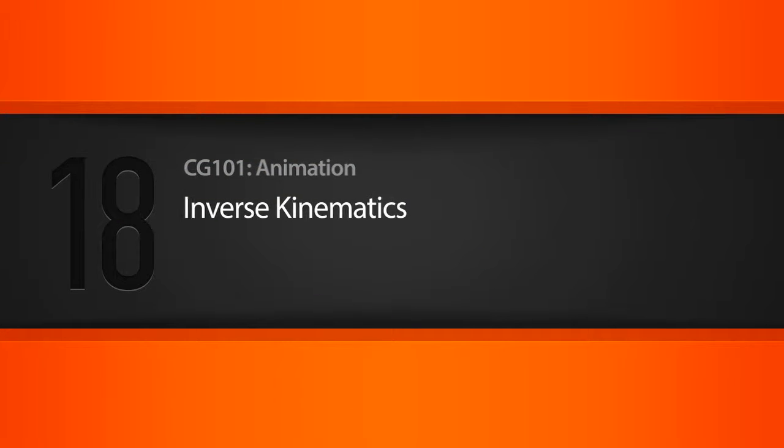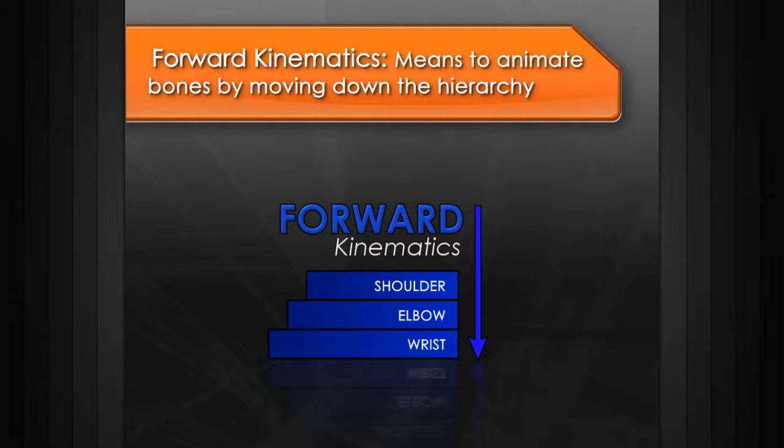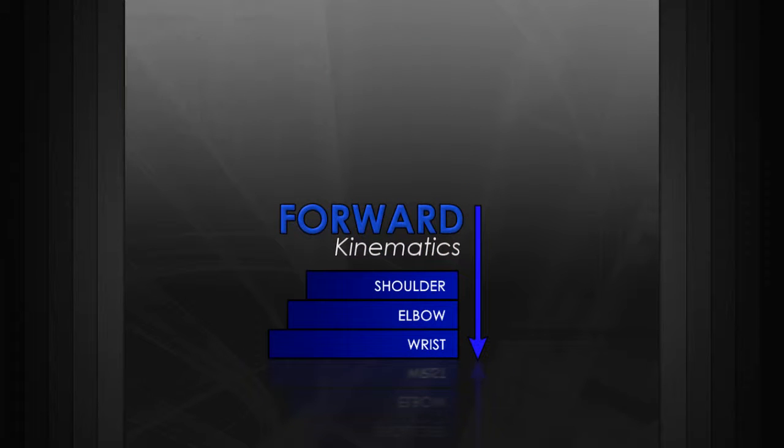In this lesson, we will learn about inverse kinematics. In the last lesson, we learned one way to animate bones, forward kinematics, or in other words, animating down the hierarchy. FK has a few problems that inverse kinematics helps us solve.